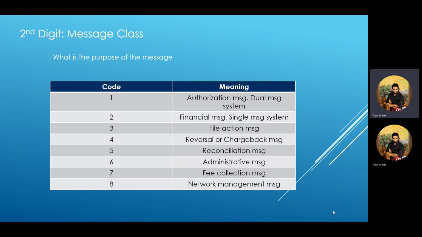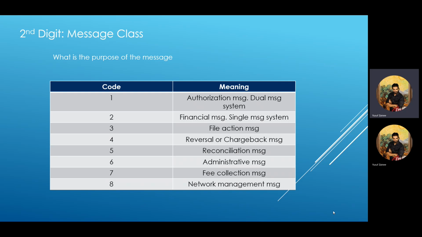So if it is 3, then it's file action messages, like if there is any transfer of files happening. So that is where 3 is used, and 4 is primarily for reversals or rollback. So if any charges have happened, and you want to do a chargeback or reversal, for that 4 is used. 5 is for reconciliation messages, so probably used primarily during the settlement.